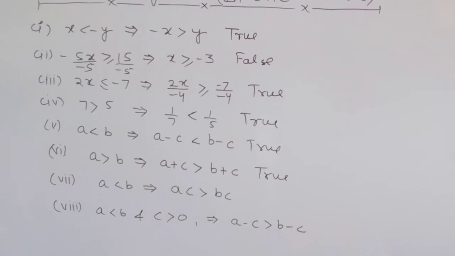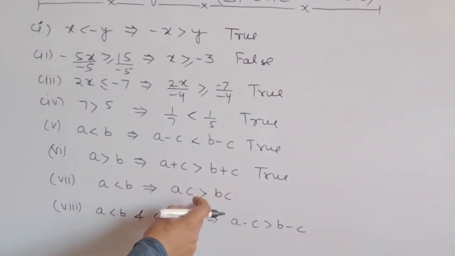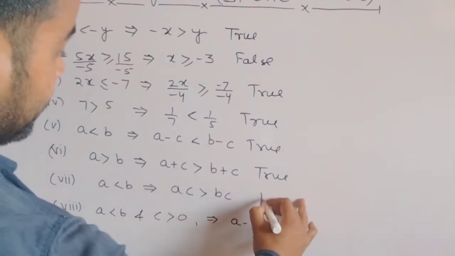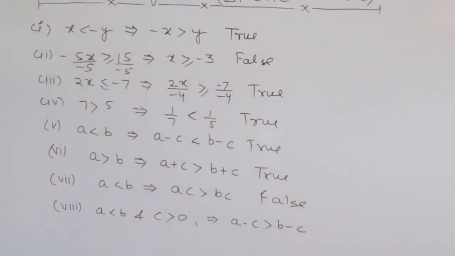A less than b, and c, which is a positive number, is multiplied on both sides, and still the question is changing the inequality sign, which is false. There is no need to change the inequality sign because c is a positive number, and we can multiply a positive number on both sides of any inequality.